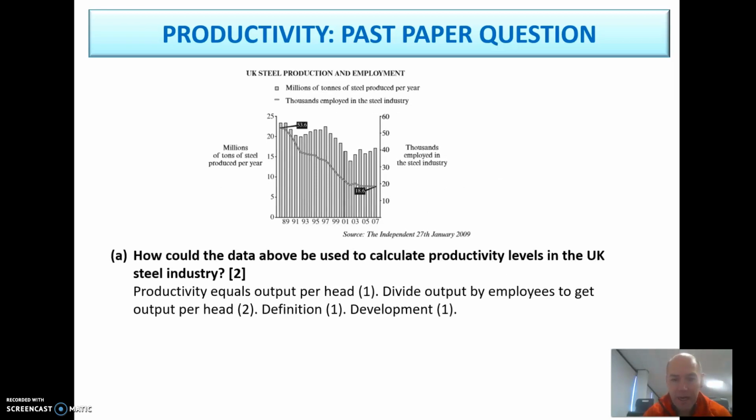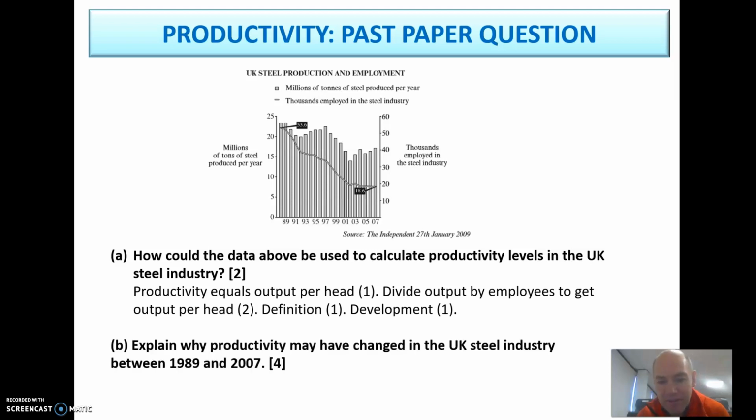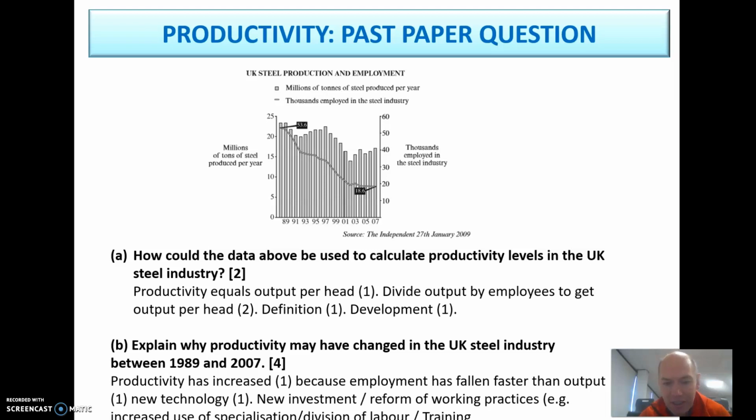Okay, let's see how you guys did. In terms of being able to calculate productivity, we know productivity is output per head. Well, we just need to divide output by the number of employees to get output per head. So a definition and a development gives you those 2 marks. In terms of explaining why productivity may have changed in the British steel industry between 1989 and 2007, really what you do need is points that are then developed. So it's 2 marks really for any developed point.